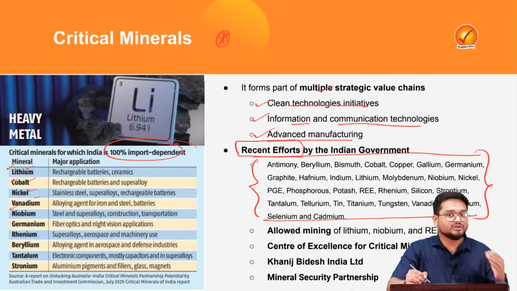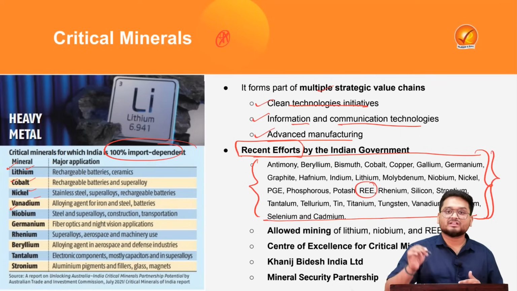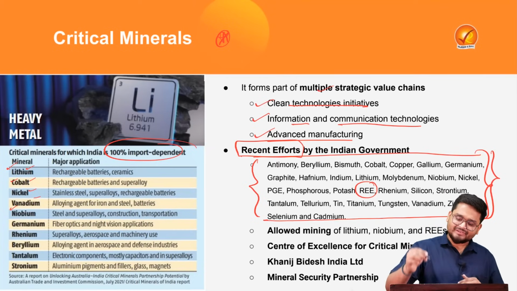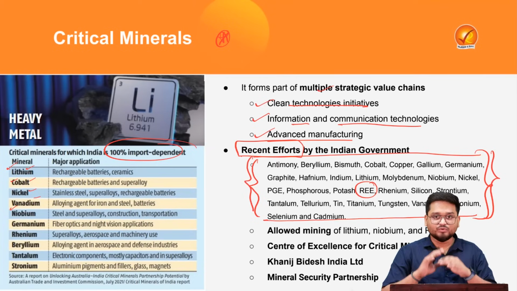So please do have a brief look across these minerals here. Now note that here REE means rare earth elements. So here we have a list of many critical minerals. Please do have a look at it.